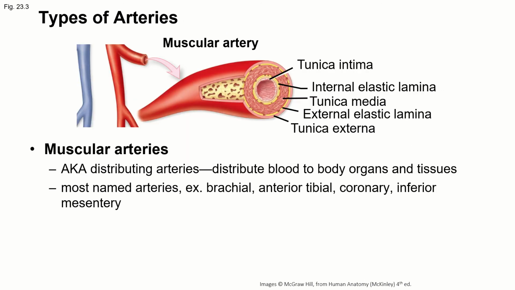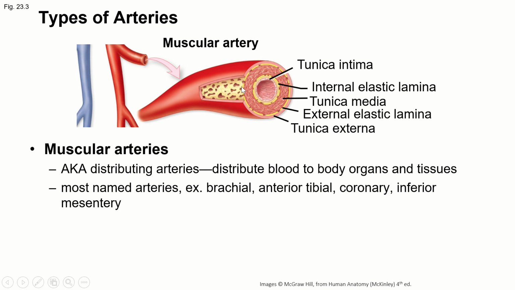Now the next group of arteries are called muscular arteries. These are also called distributing arteries because they're going to distribute the blood from the conducting arteries to specific organs and tissues. So most of the named arteries that we're going to learn today are going to be muscular arteries, the ones that go, for example, to the arm, brachial, tibial, coronary, inferior mesenteric. These are all muscular arteries.